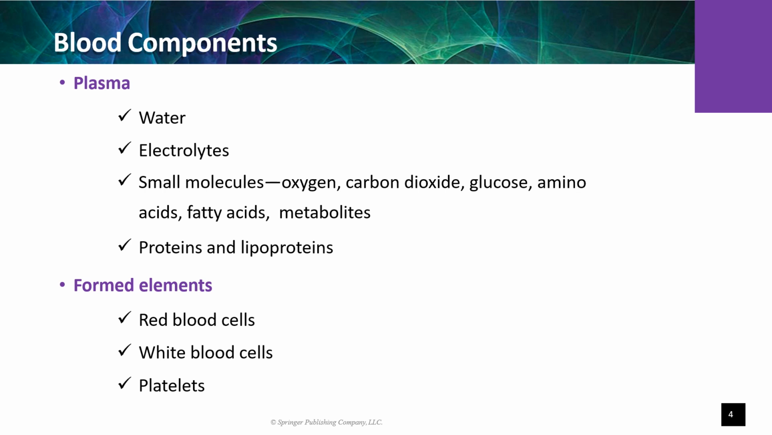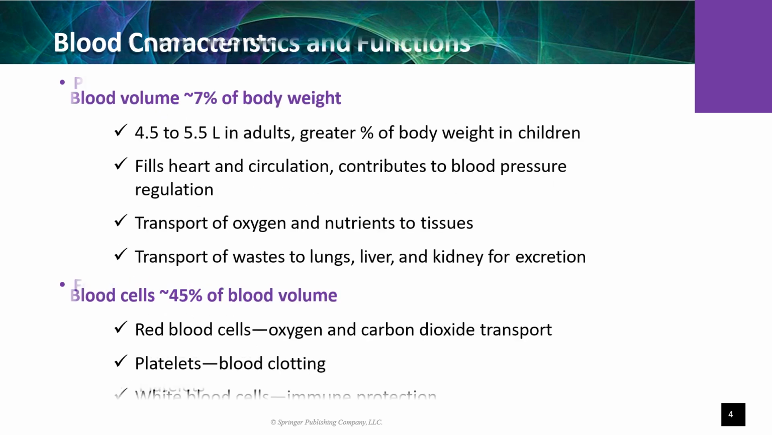Blood is routinely composed of plasma and formed elements. The plasma is approximately 55% of the whole blood, and the remaining 45% is formed elements. Blood volume will vary with the size of the individual, and blood encompasses red cells, white cells, and platelets.